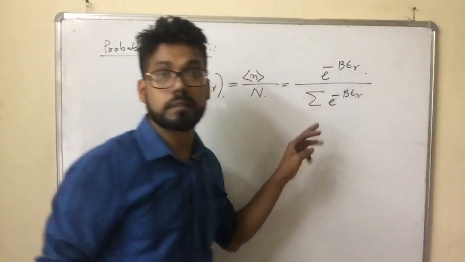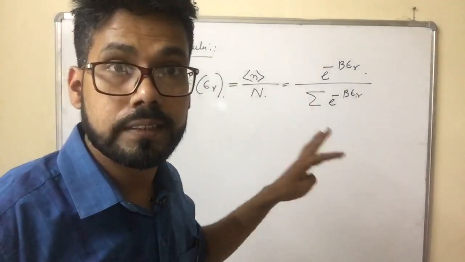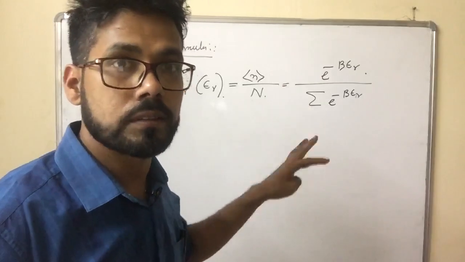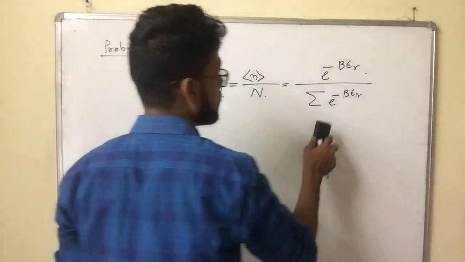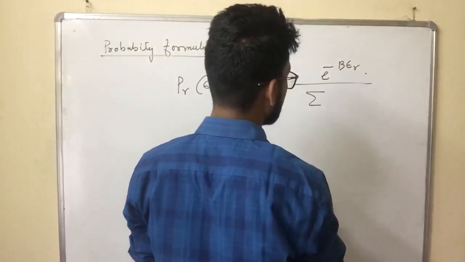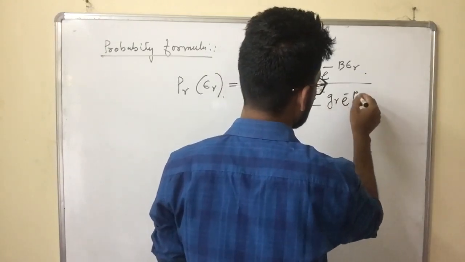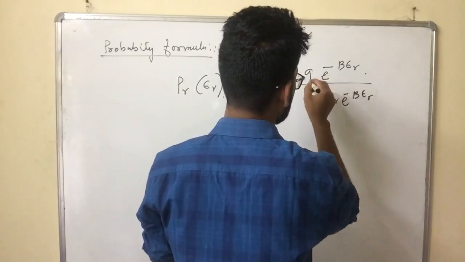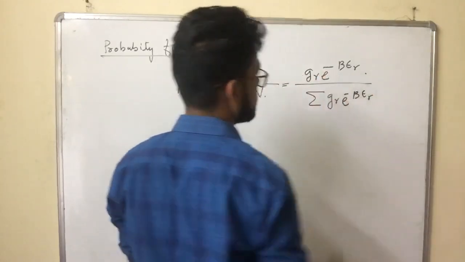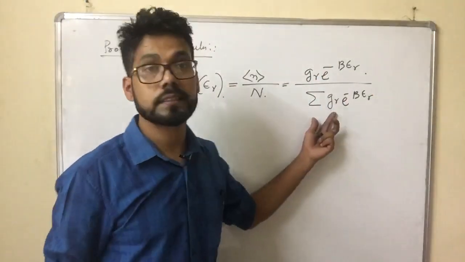Okay, this is the formula. But this formula is valid for a non-degenerate system. So the more generic formula I can write is g_r e to the power minus beta E_r. Okay, g_r. This is the formula. g_r is the degeneracy factor.